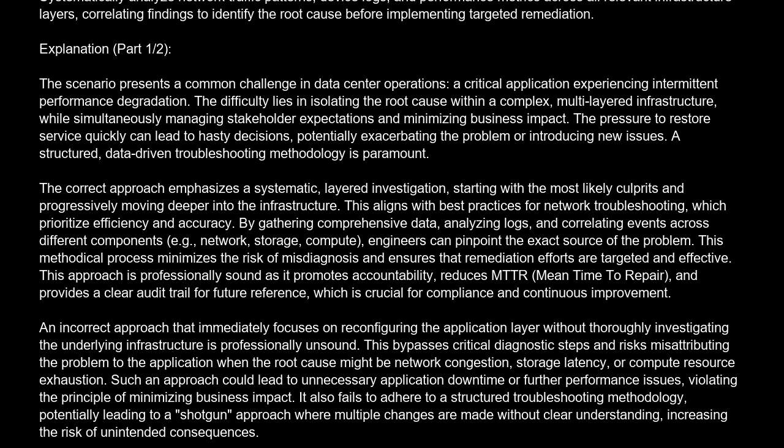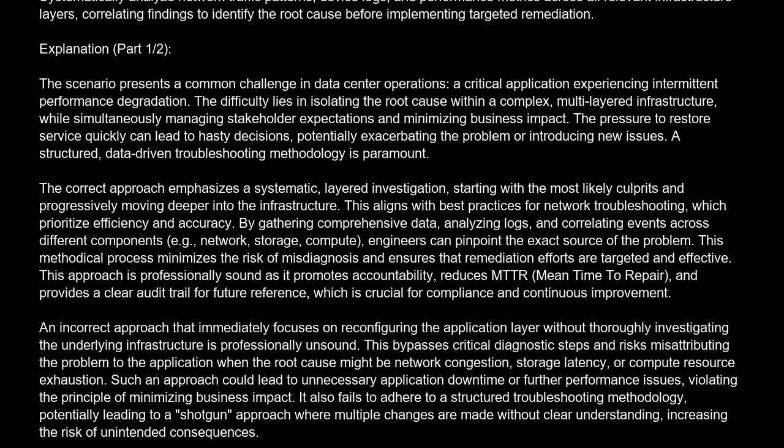The correct approach emphasizes a systematic, layered investigation, starting with the most likely culprits and progressively moving deeper into the infrastructure. This aligns with best practices for network troubleshooting, which prioritize efficiency and accuracy. By gathering comprehensive data, analyzing logs, and correlating events across different components, e.g., network, storage, compute, engineers can pinpoint the exact source of the problem. This methodical process minimizes the risk of misdiagnosis and ensures that remediation efforts are targeted and effective.